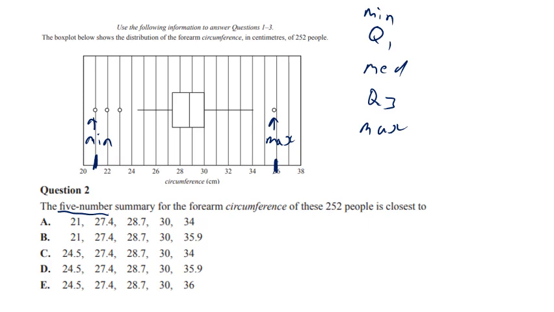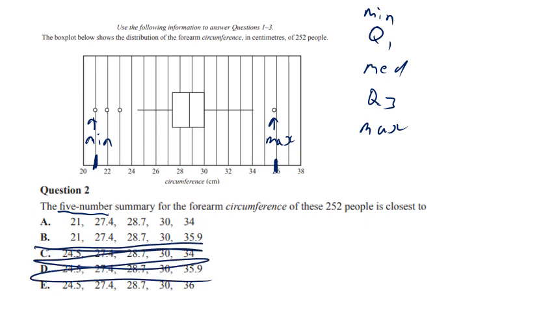This is close to 36. So it can't be C, D, or E because of the 21, and it can't be A because of the 36. Therefore, our answer is B.